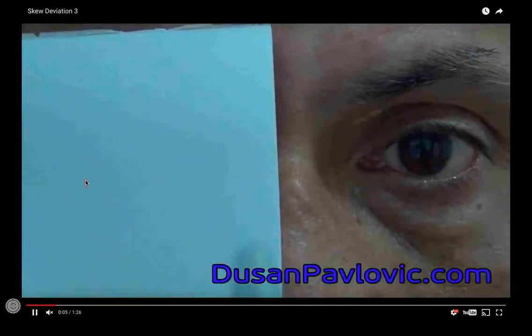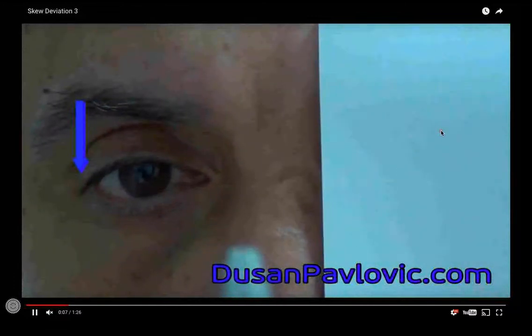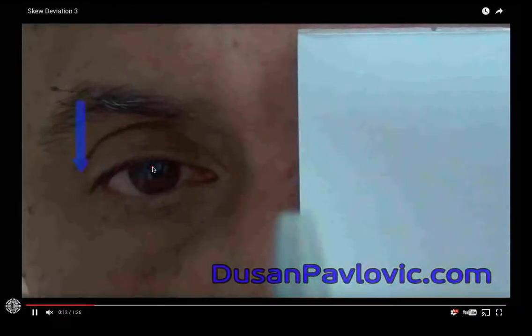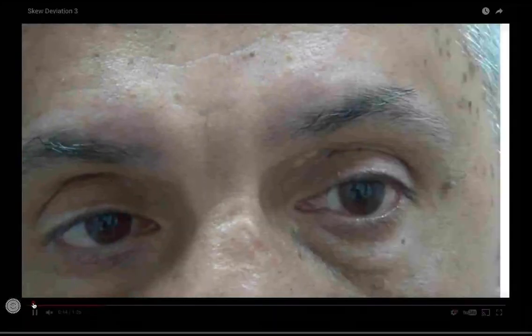So as we pull away the cover, look to see if the eye moves. Pull away the cover, look to see if the eye moves. So you can see that the right eye depresses and the left eye elevates. And I'll show you that again.